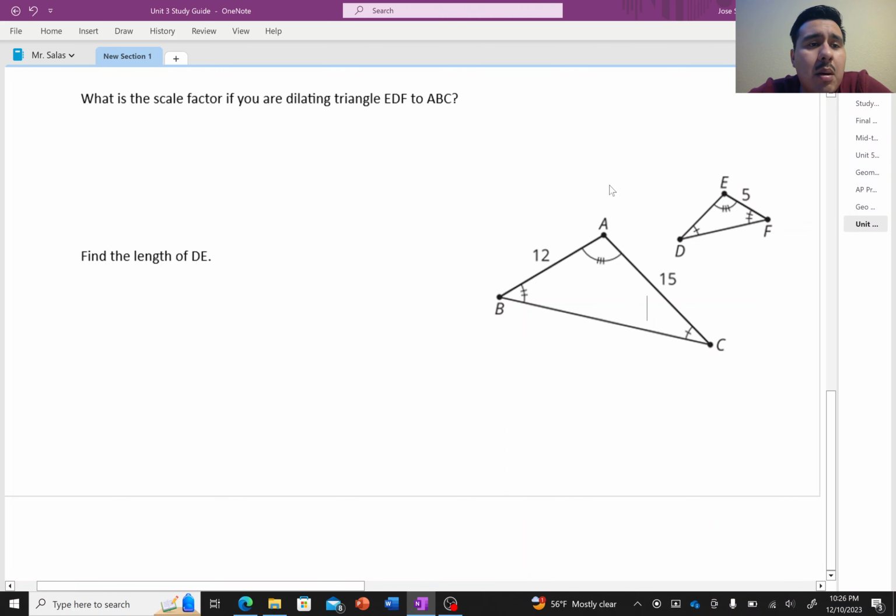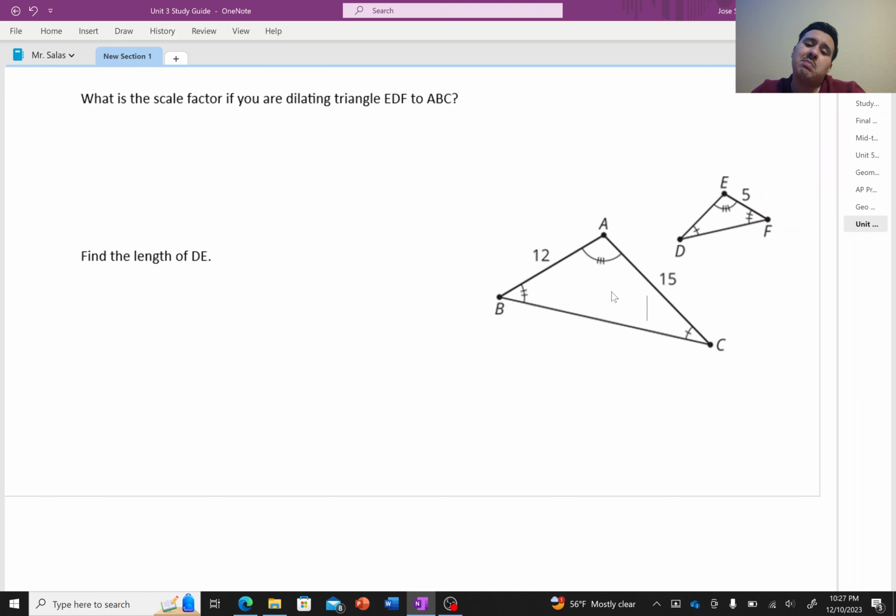We're going to be looking at problem number 3. It says, what is the scale factor if you are dilating triangle EDF, so meaning the small triangle, to ABC, to the big triangle. So we're going from the small to the big triangle, okay? So what does that mean?